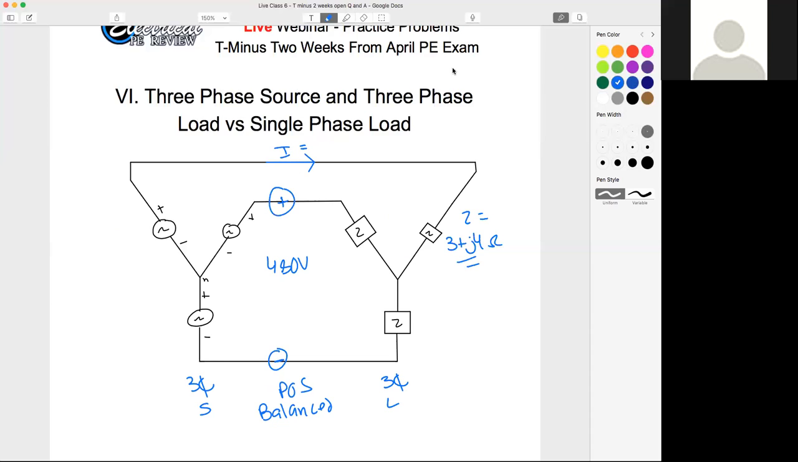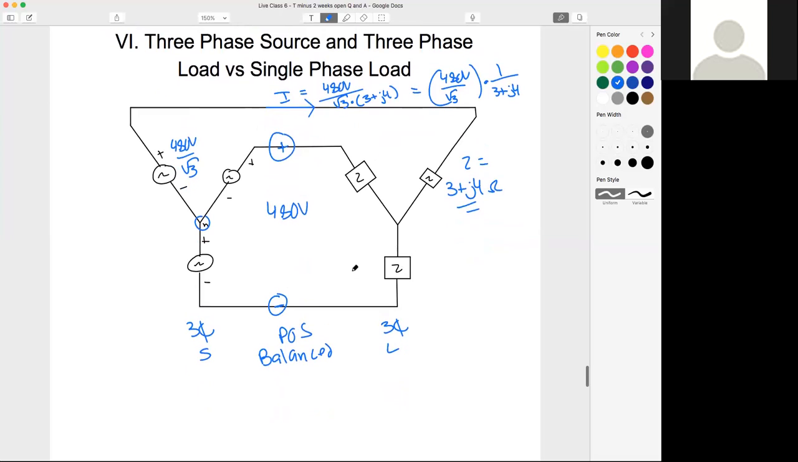So the answer, of course, is I is going to equal 480 volts divided by the square root of 3 times 3 plus j4. In other words, we said I is equal to 480 volts divided by the square root of 3, divided by our impedance. So what we just did is we used, here's our neutral, we used our phase voltage, didn't we? Now, that's 101. I hope all of you are familiar with this.